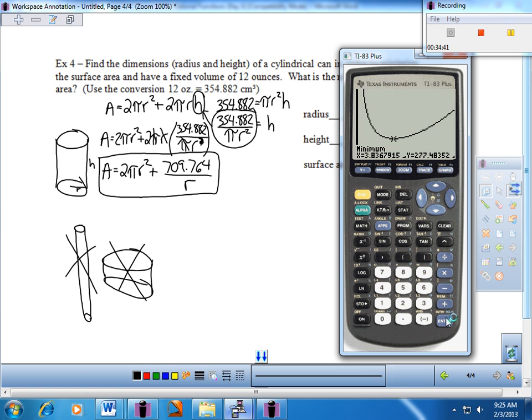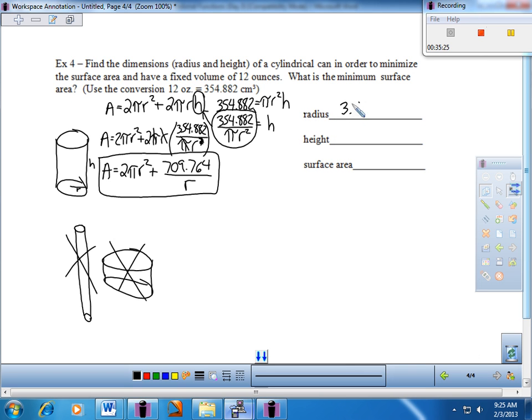Now please be careful on this. This is not radius and height. This is radius and surface area. That was our function, everybody, remember? Radius is the input. Surface area is the output. Let's be very clear on that. So radius is the input at 3.84, give or take. And so I'm going to go ahead and put that in, 3.84 centimeters. And the surface area, which was the output of our function, I saw as 277.48 square centimeters. Remember, those are the units for surface area.